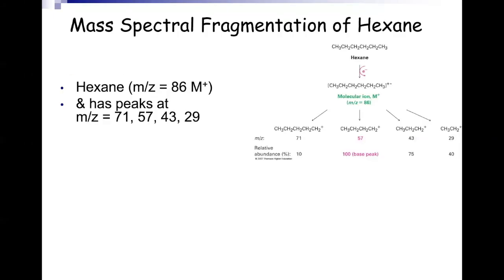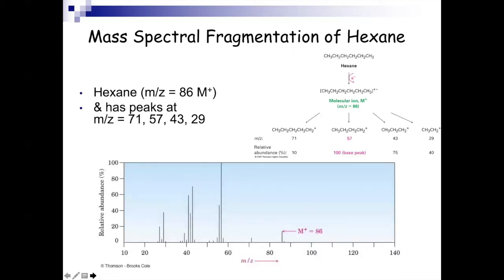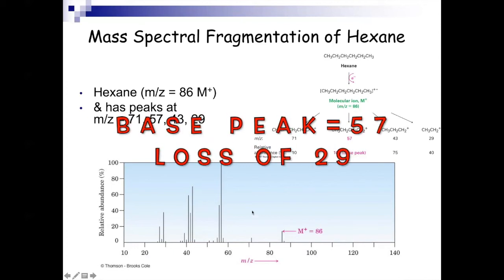So if we look at the fragmentation pattern for hexane, it has a mass to charge ratio of 86, which is our parent ion. So our molar mass is 86, but it also has peaks at 71, 57, 43, and 29, as shown here. So our parent peak, or our M plus, is up here at 86. Right there is our M plus 1, right? So don't get those two confused. And we see that we have this base peak right here at 57.